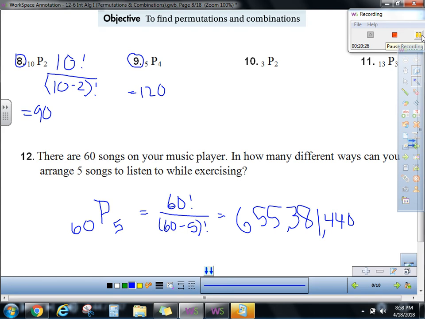All right, now go ahead and practice permutations in your assignment, and we'll do combinations tomorrow.